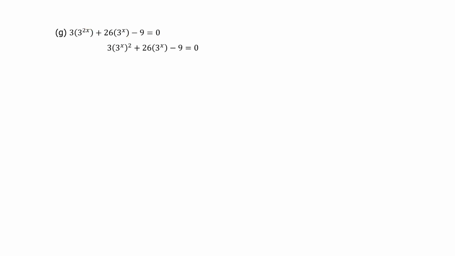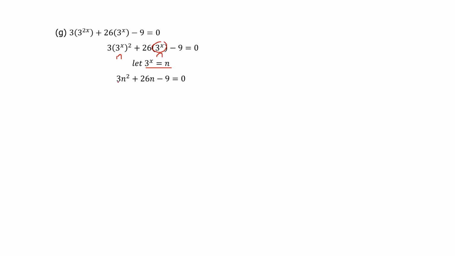When I pull out the 2, I'll have the 3 into 3 power x, and then this power 2. Then now I let the 3 power x be equal to my n. Where I see the 3 power x, I'm going to write n there, and also here I'm going to write n on the next step. So that is 3n squared plus 26n minus 9 is equal to 0.